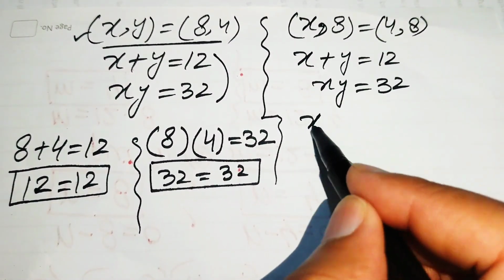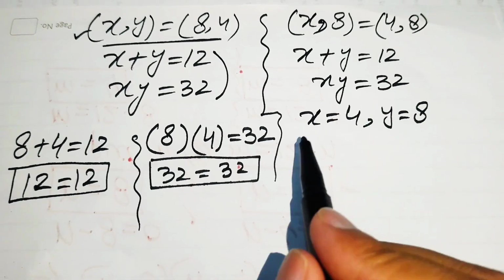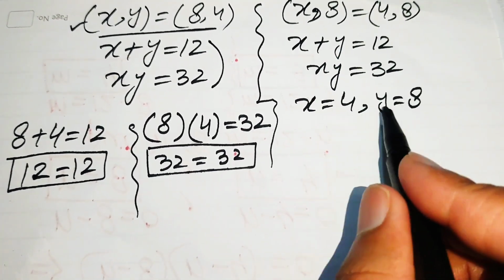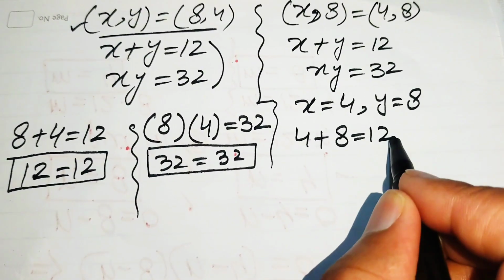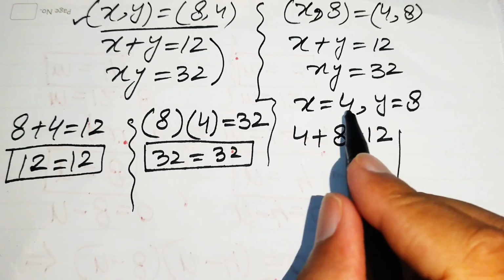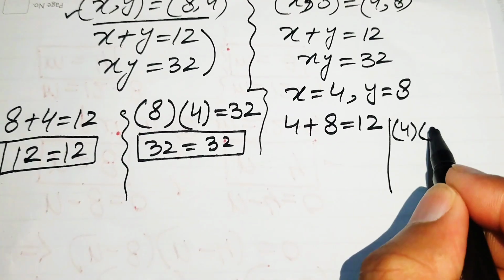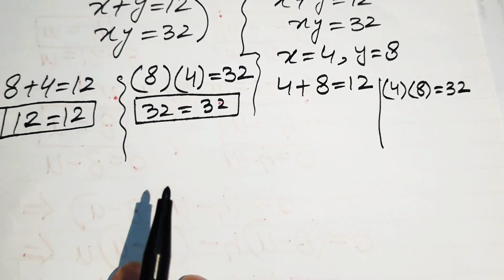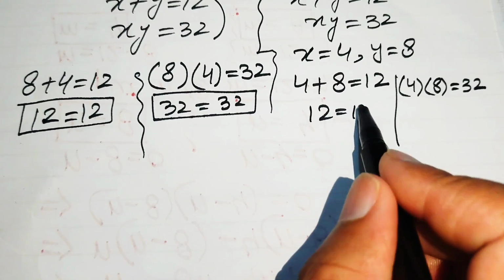So first we substitute. In that case x is 4 and y is 8. So we put these two values in these equations, and when you put x and y in the first equation, then you get 4 plus 8 is 12. And when you put these two values in the second equation, then you get 4 times 8 equals 32. So you see that 4 plus 8 is 12, equals 12.